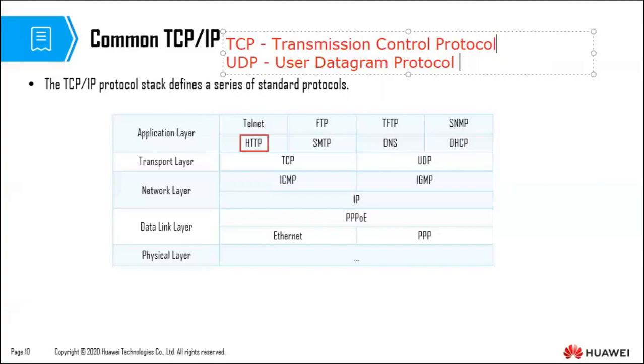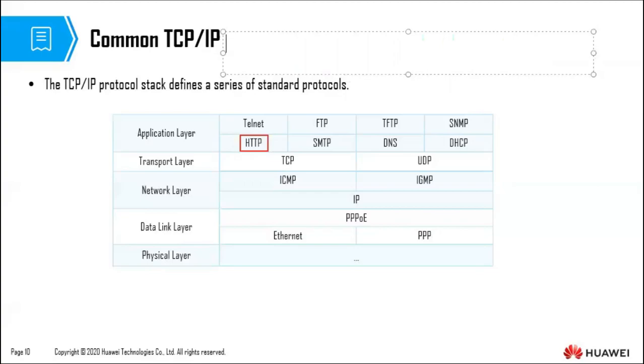But with UDP, we don't have that. We don't have acknowledgements, and if we lose data, we don't resend. Is that clear? Yeah. So that is the other thing about UDP. We are going to learn further about this, but let's move on to the network layer.